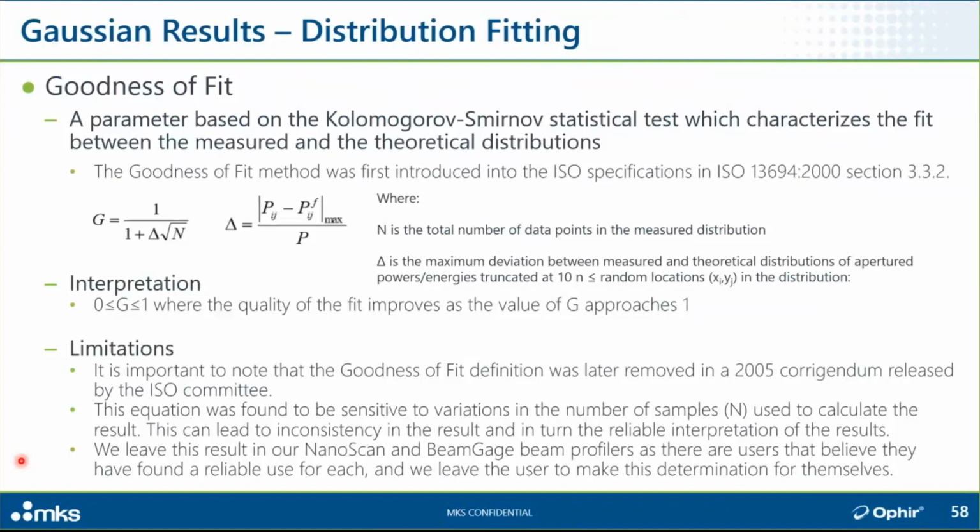And it could be a little confusing on how to interpret that. Again, consistency of the measurement is key. In general, doing all of your measurements consistently is a key to be able to understand those results the easiest. We leave these results both in our NanoScan scanning slit profiler and our BeamGage camera-based profiler, because we do have a lot of users that use these calculations. They believe they've found reliable uses for them. So we let you make that determination for yourselves if that's a useful measurement or not.